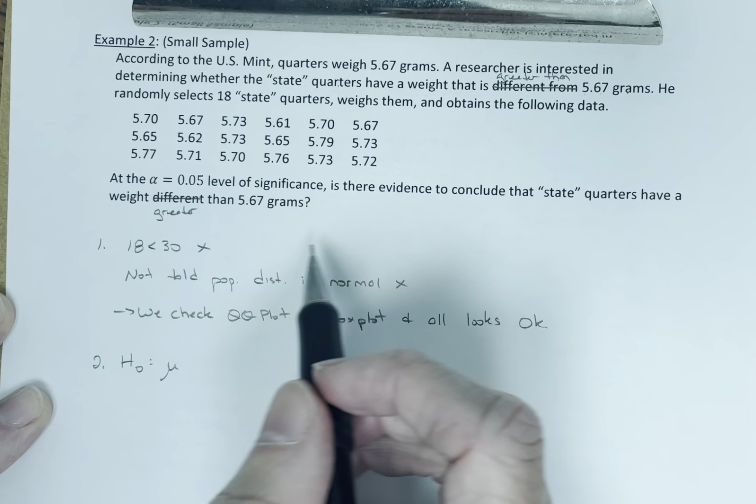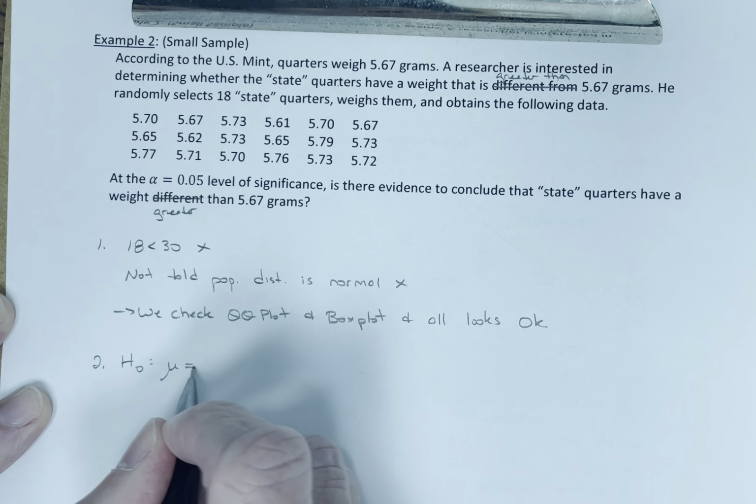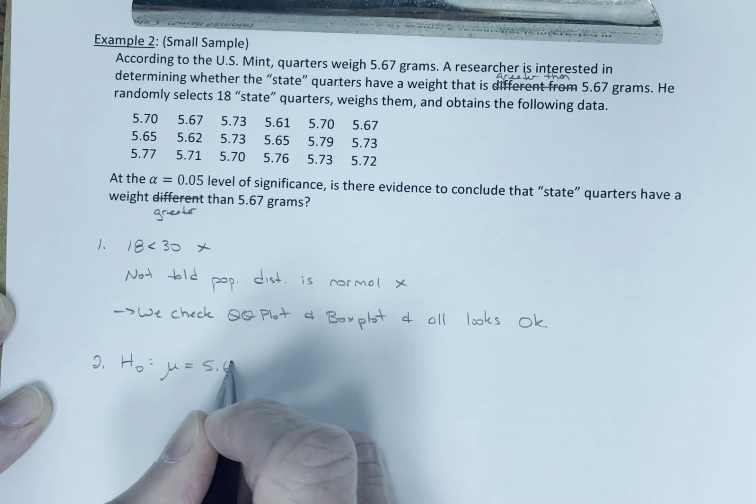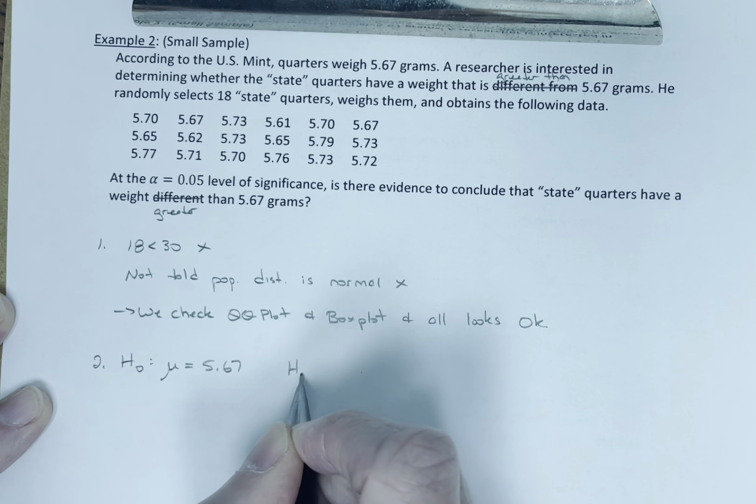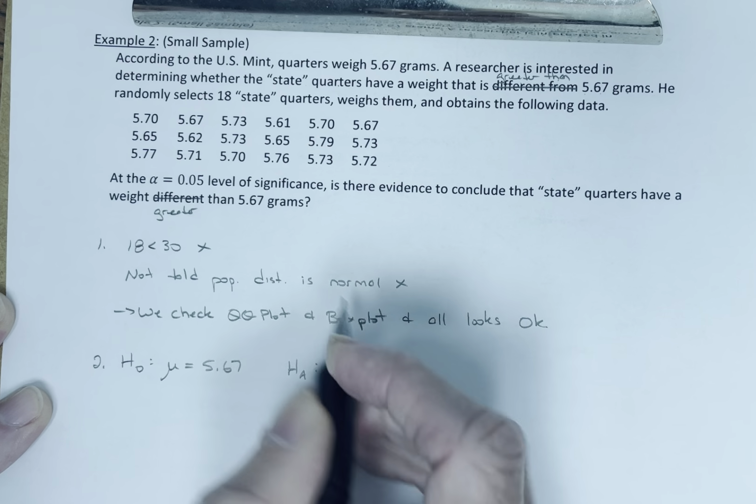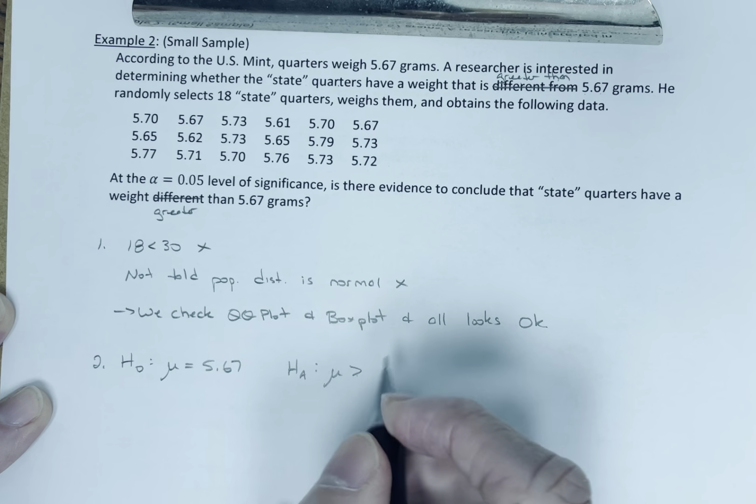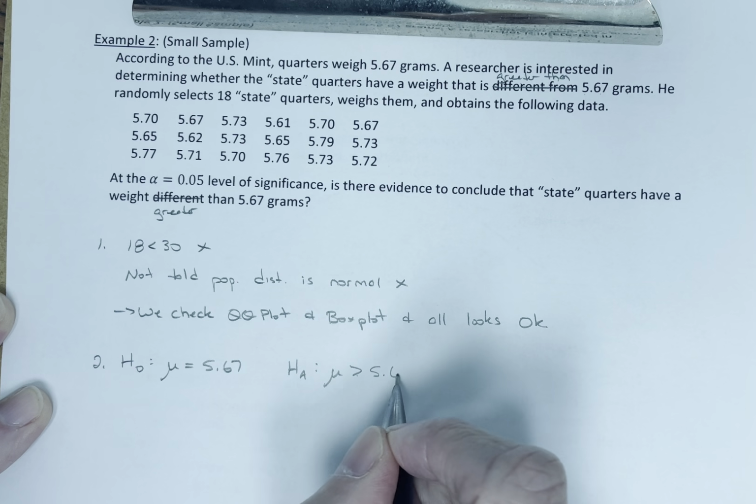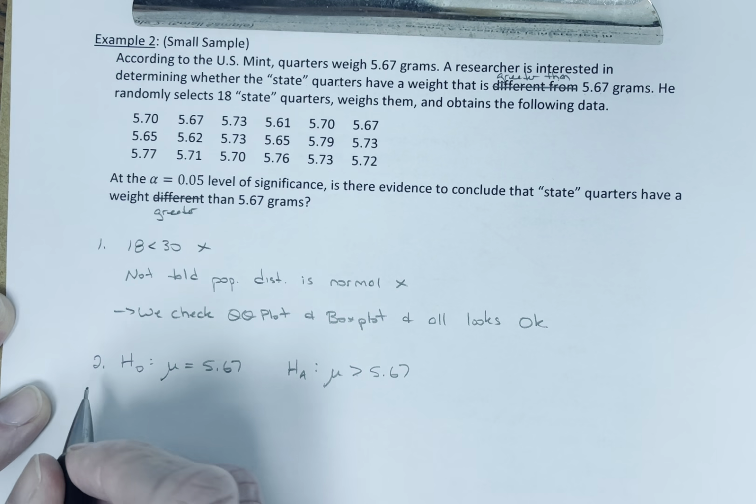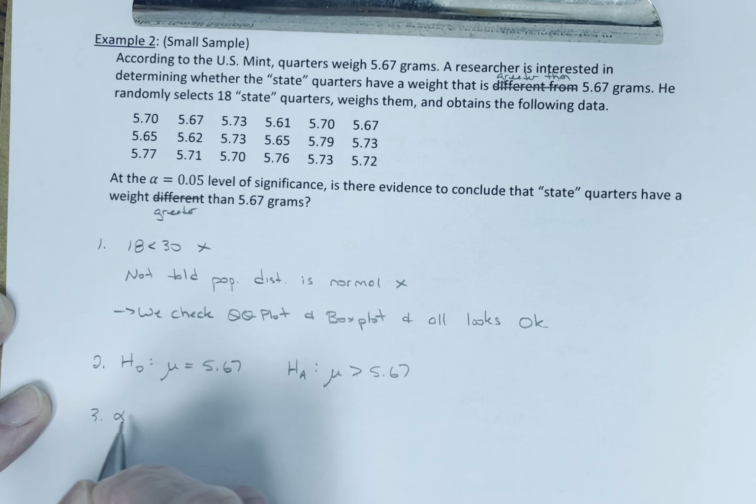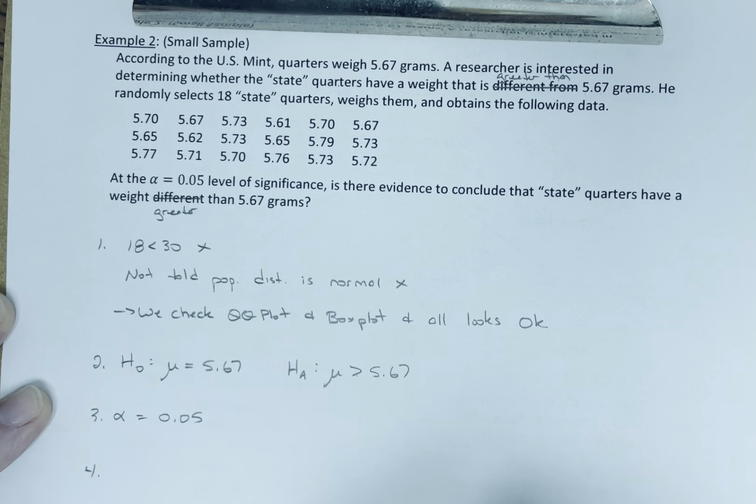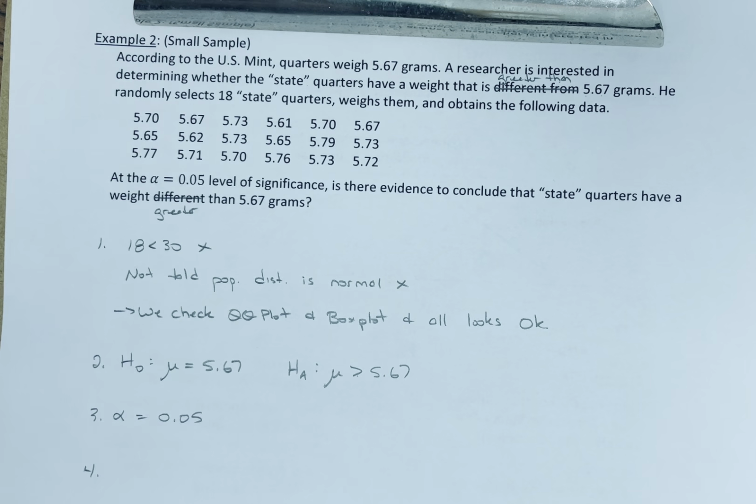Yes, I guess we did. Okay, our mean is equal to 5.67. Sorry about the pause there. Our alternative hypothesis is that the mean is greater than 5.67 grams. Okay, our level of significance alpha is 0.05. And number 4, let's go to StatCrunch.